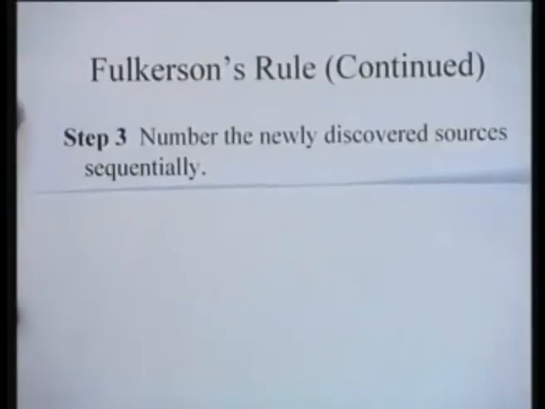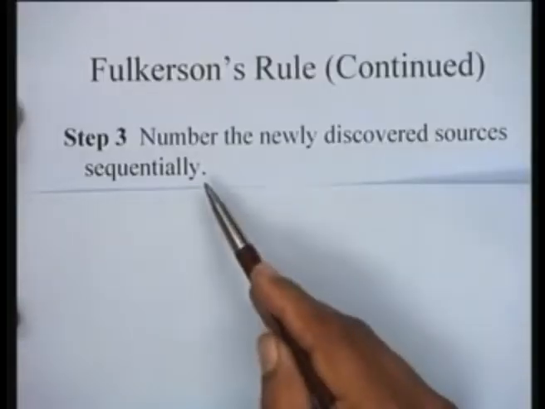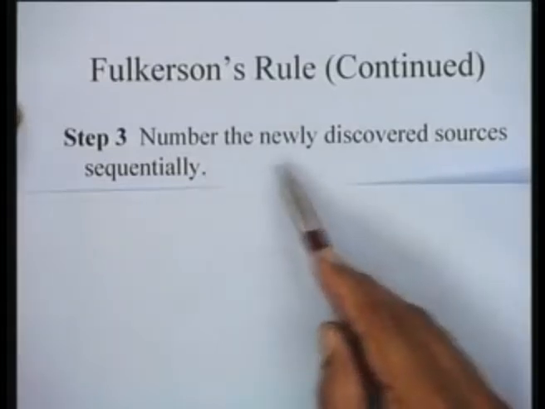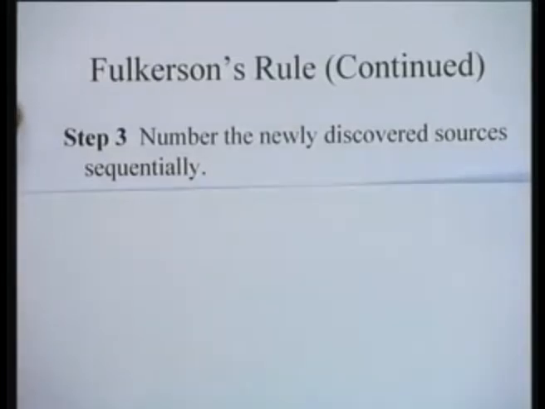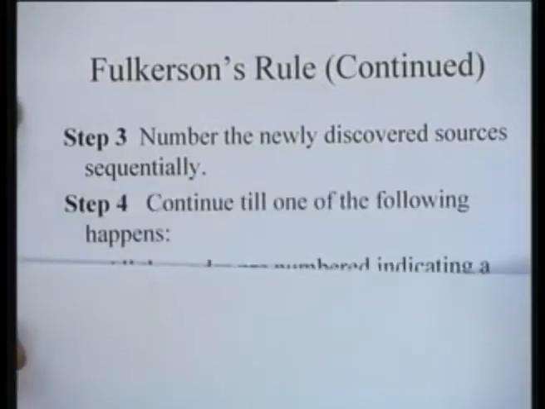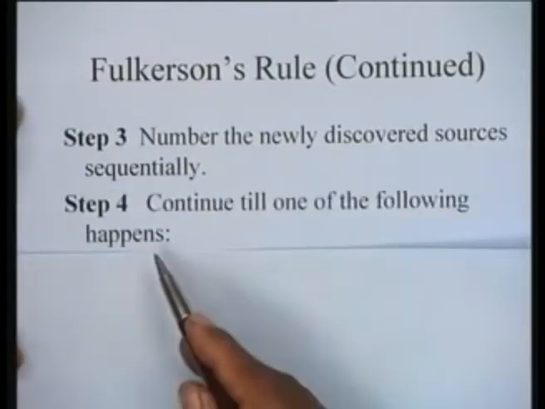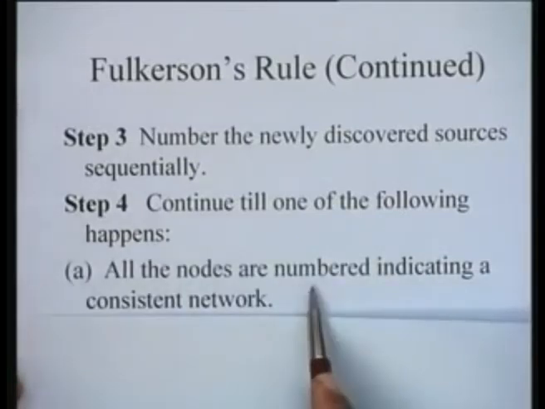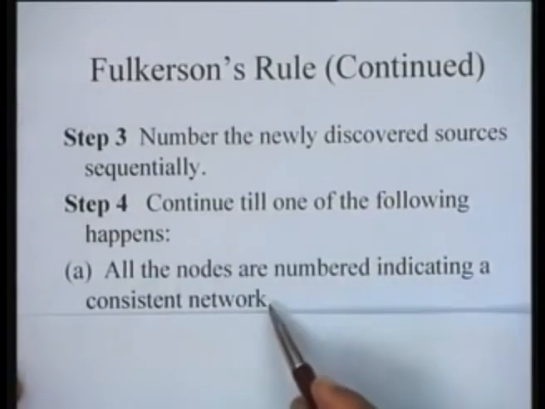What you do next is number the newly discovered sources sequentially. Again, whatever numbering you are going ahead with, you number the newly discovered sources sequentially and continue until one of the following things happens. A, all the nodes are numbered, indicating a consistent network.